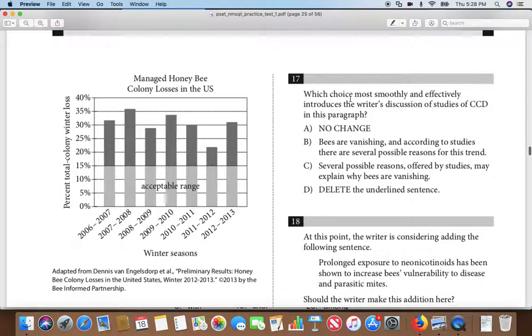So go ahead and read question number 17. Which choice most smoothly and effectively introduces the writer's discussion of studies of CCD in the paragraph? Okay, this is a very, very specific question. I think it's tempting to think they're testing you on transition sentences, going from an older paragraph to a new paragraph. And there's sort of an element of that, but they're asking you a very specific question, which is what answer choice are we supposed to be choosing here, Caroline?